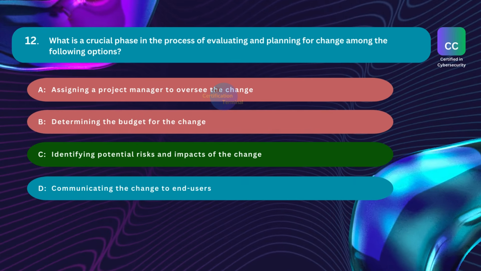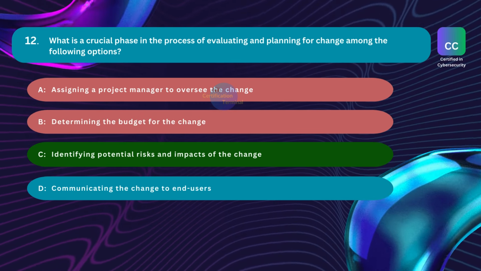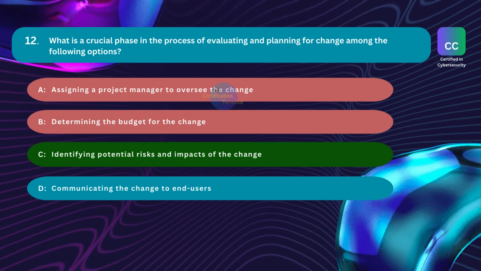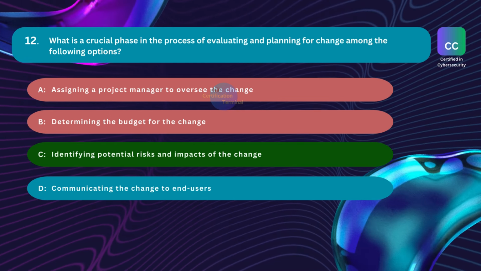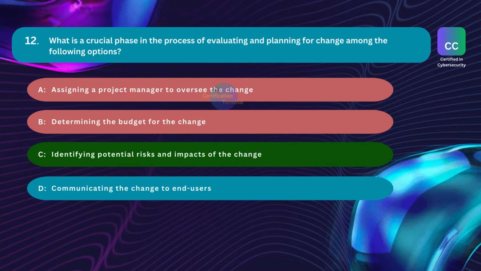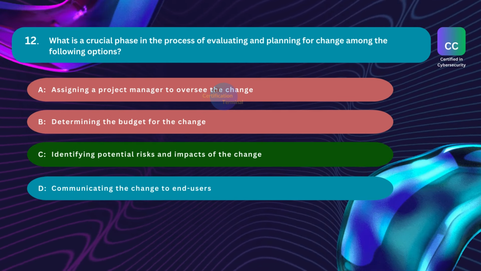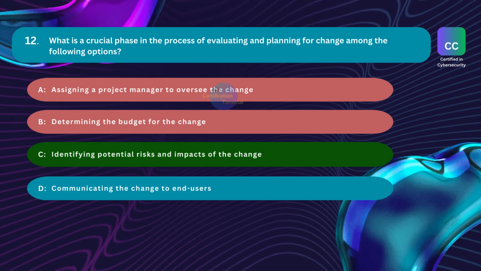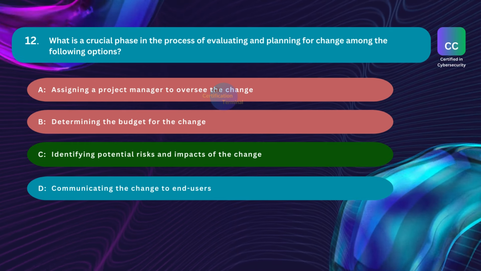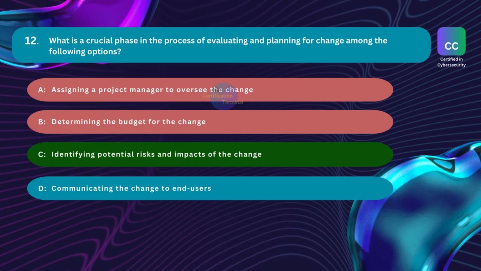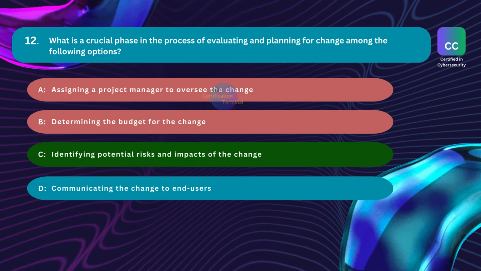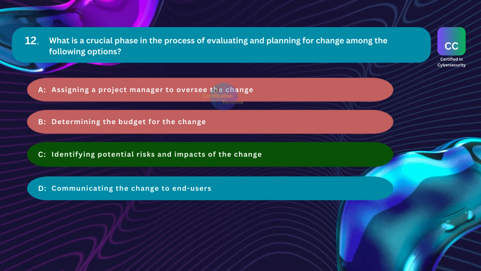Option B, determining the budget for the change, is incorrect. Determining the budget is an important aspect of change management, but it is not the most crucial phase. Before establishing the budget, it is essential to have a clear understanding of the potential risks, impacts, and requirements associated with the change. Budget considerations come after identifying the scope and potential challenges.